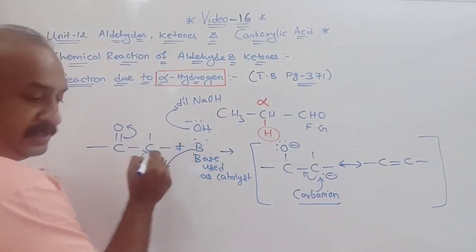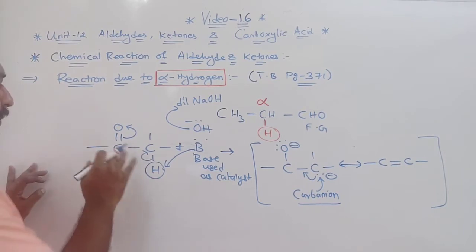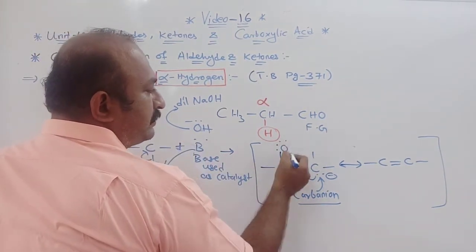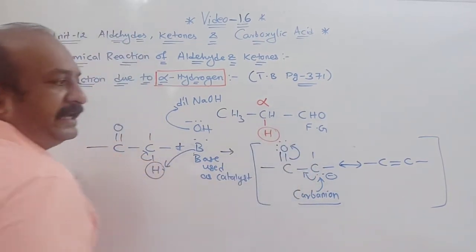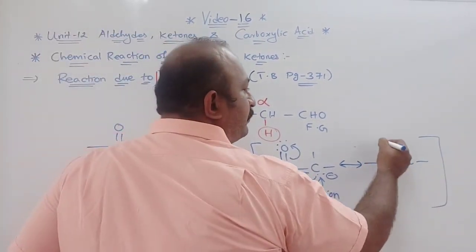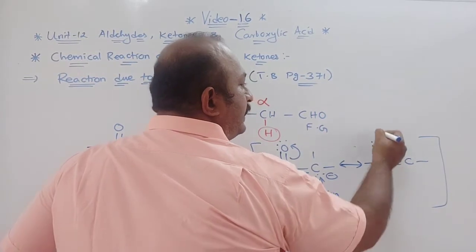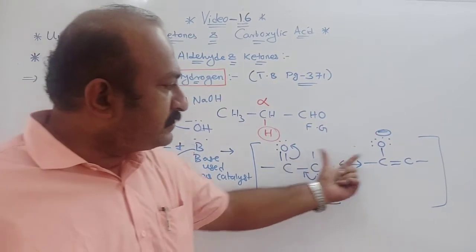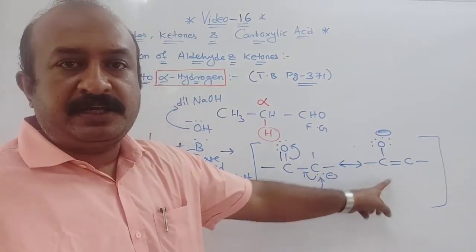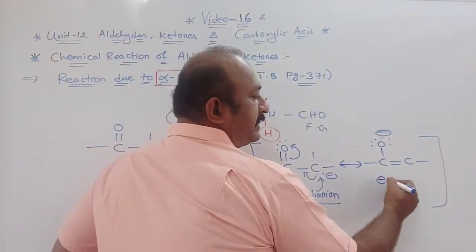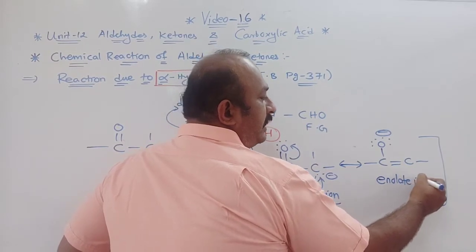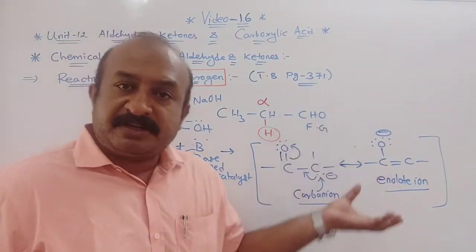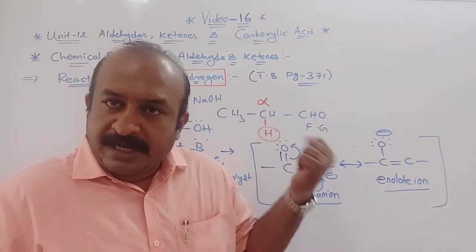In this case, oxygen will take this electron pair, and you will see with oxygen there will be a negative sign. So the resonance of this structure is given here, and this is nothing but what we call an enolate ion. What is the word? Enolate ion. This is the last product we get after reacting with dilute NaOH.